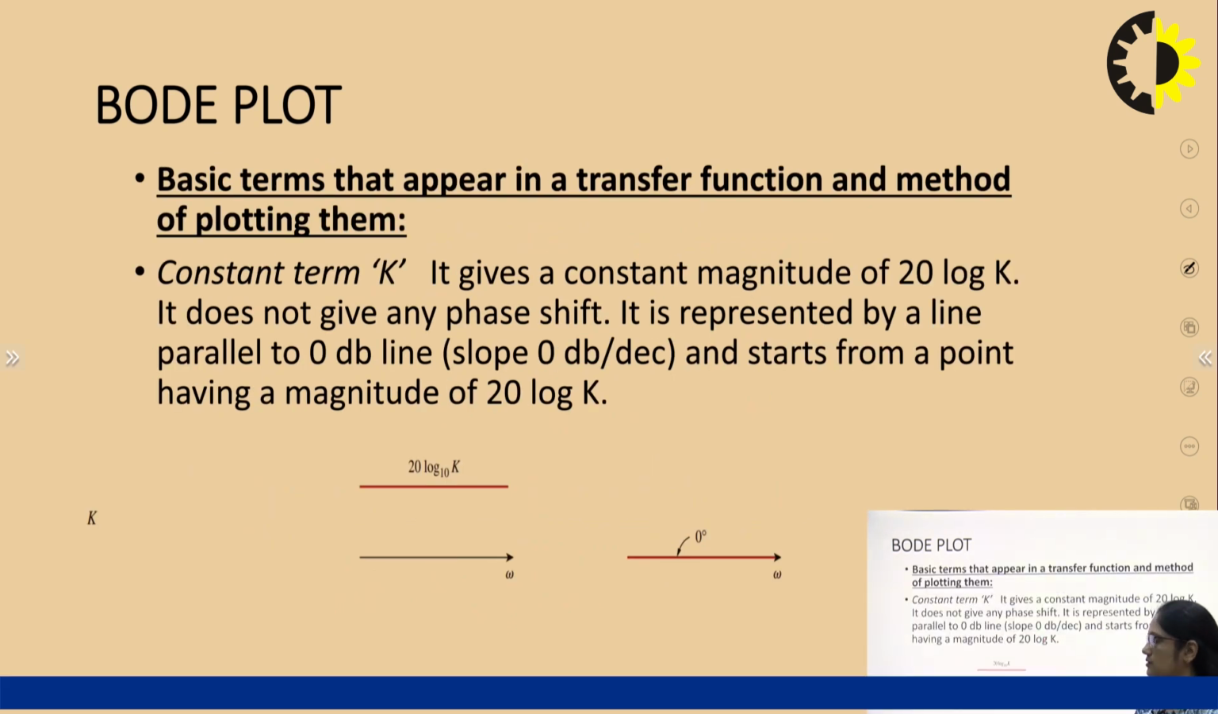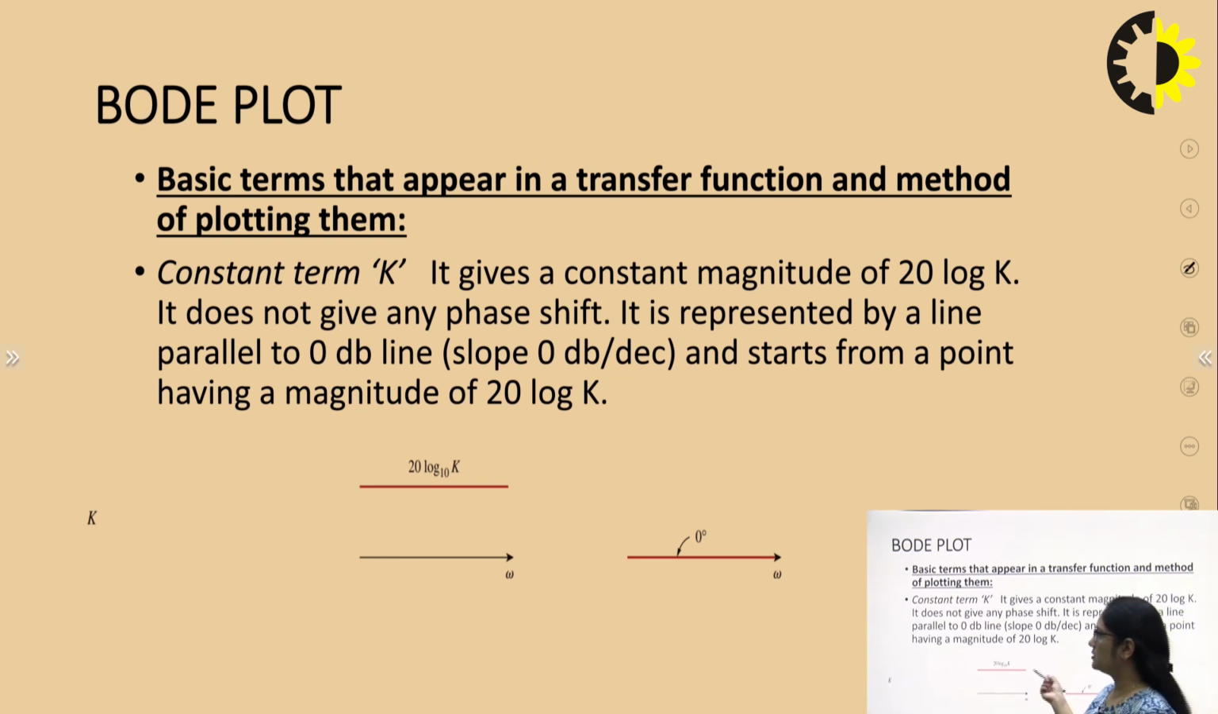Some of the basic terms involved to construct a Bode plot. In a Bode plot, we have certain basic terms and the rules to draw the Bode plot for the different terms involved in a transfer function. Like we have a simple transfer function as mentioned in the previous slide, G(s) = 1/(s+1). So, that means we have one constant term here and we have s+1 in the denominator.